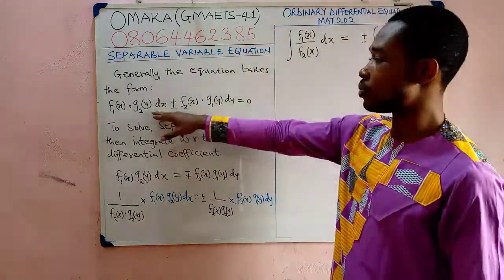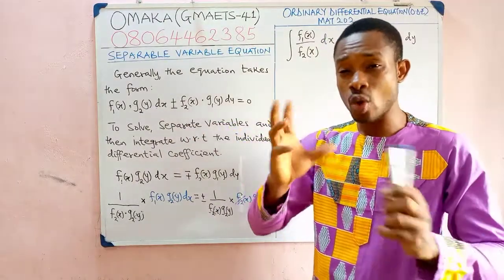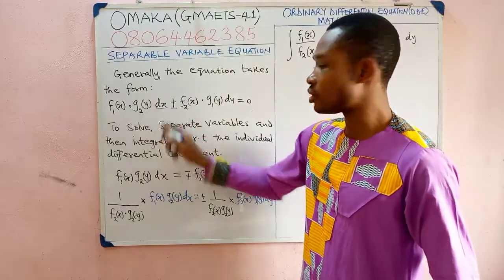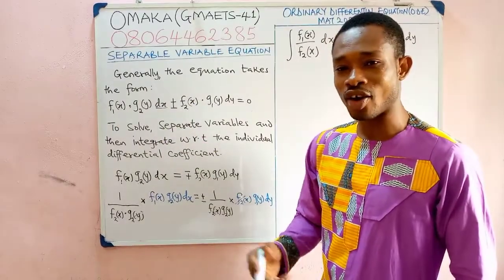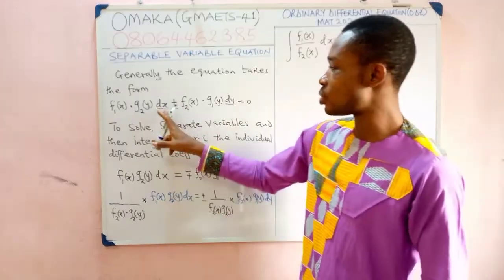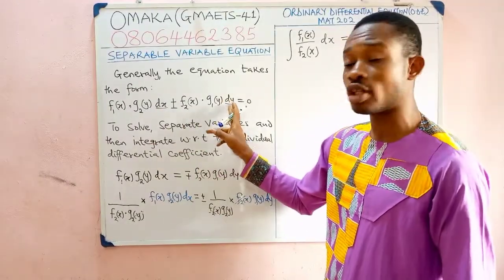Now look at it written on the board here. This is how the equation usually appears. Now identify your differential coefficient dx. I call it parent. Differential coefficient dy, I also call it parent. This will be controlling the x variable, this will be controlling the y variable.